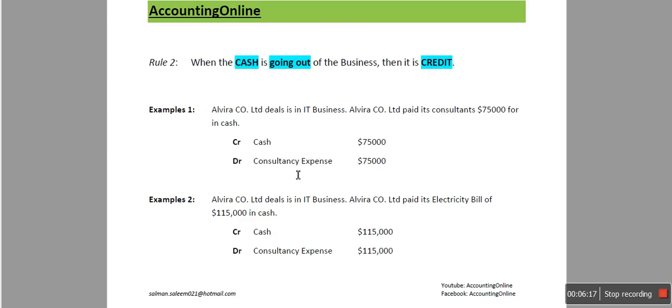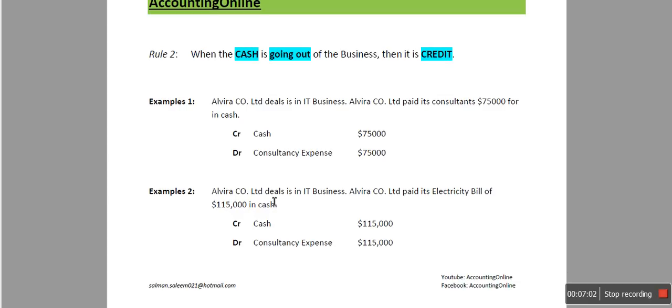And why is the cash going out? Because of the consultancy expense, because the company is paying its consultants. So debit consultancy expense by $75,000. You can take a personal example. You buy something, let's say a pair of shoes. You get the shoes, but what do you pay? You pay cash. You have the shoes, and the cash is going out of your pocket. Similarly, the cash is going out of the business, so that is credit in nature.